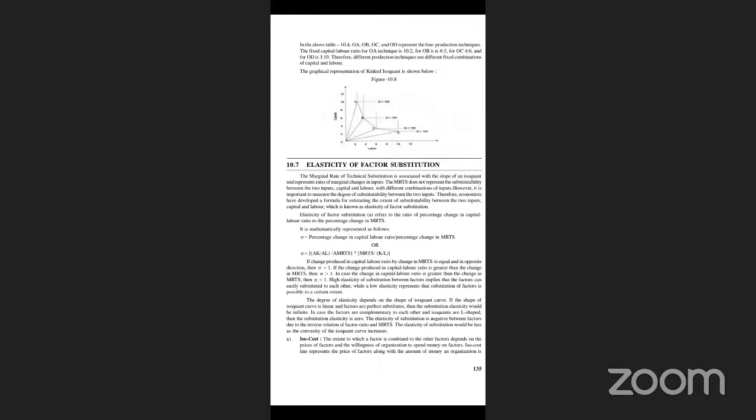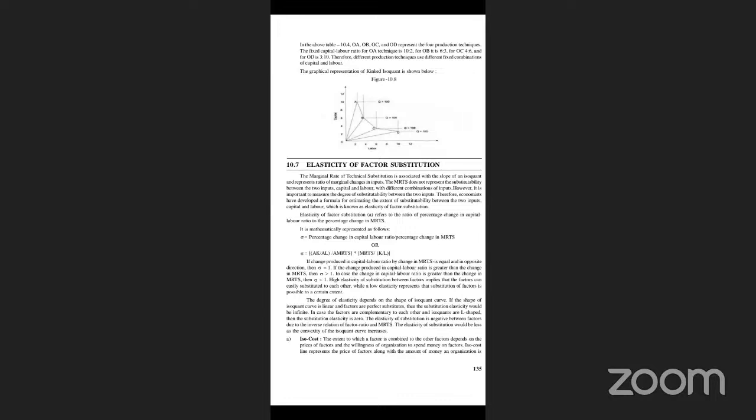Factor substitution is wherein different varieties show a degree of elasticity, which depends on the shape of the isoquant. The shape of the isoquant curve is sometimes linear, where the factors of production are perfect substitutes. Elasticity of substitution sometimes remains negative due to the inverse relationship of factor ratio and MRTS. So the elasticity of substitution would be less as the convexity of the isoquant curve increases.